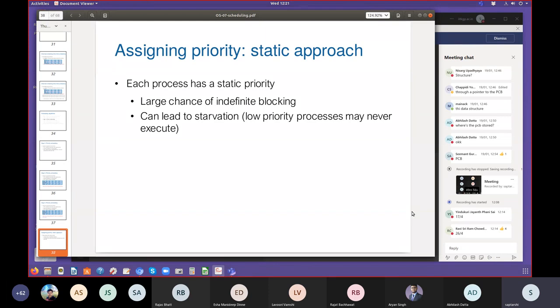Before I go to the next slide, I hope you have understood the problem of starvation. So what do you think can be done to prevent starvation? How can processes be assigned priority? Yes, we can incorporate the waiting time into the priority.